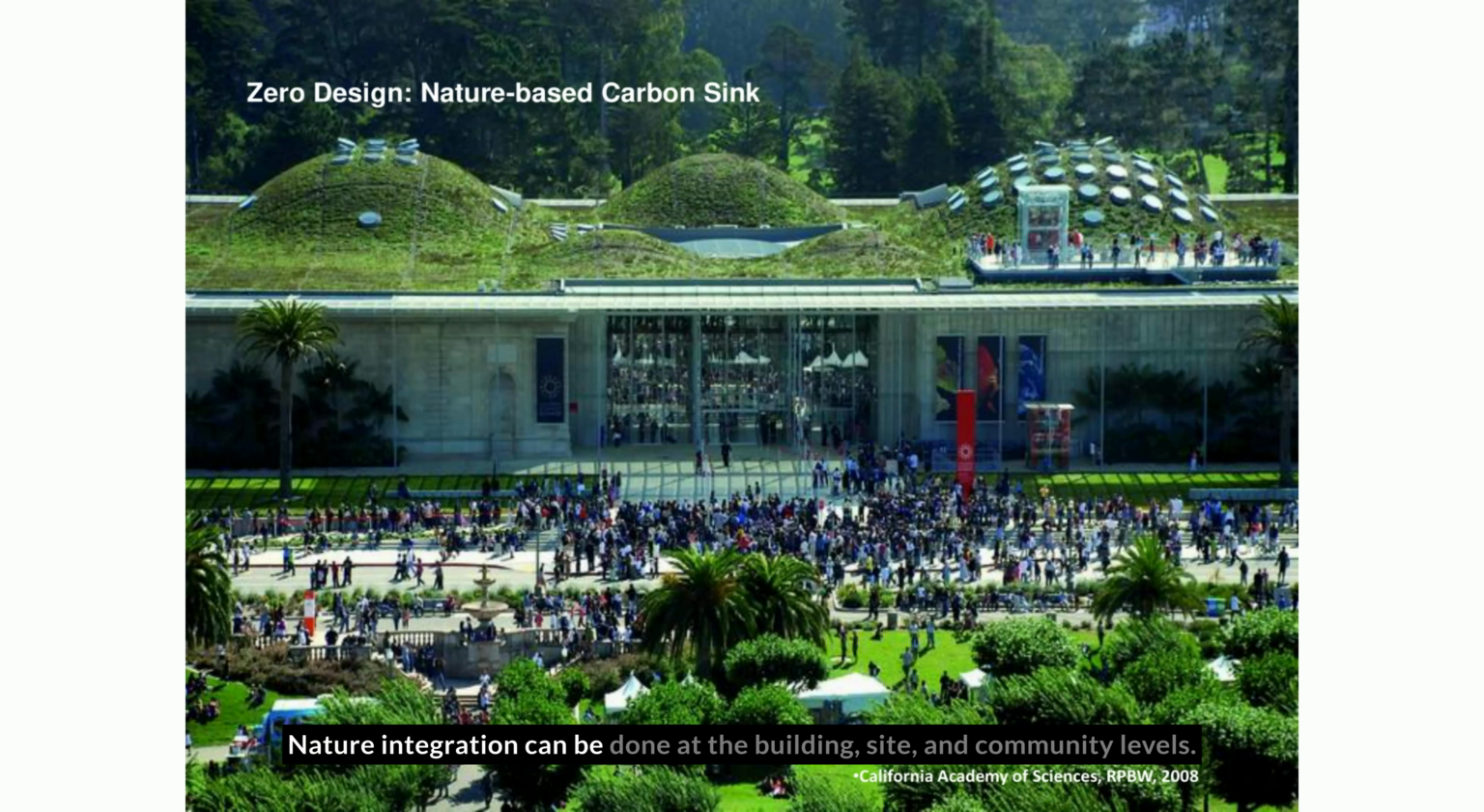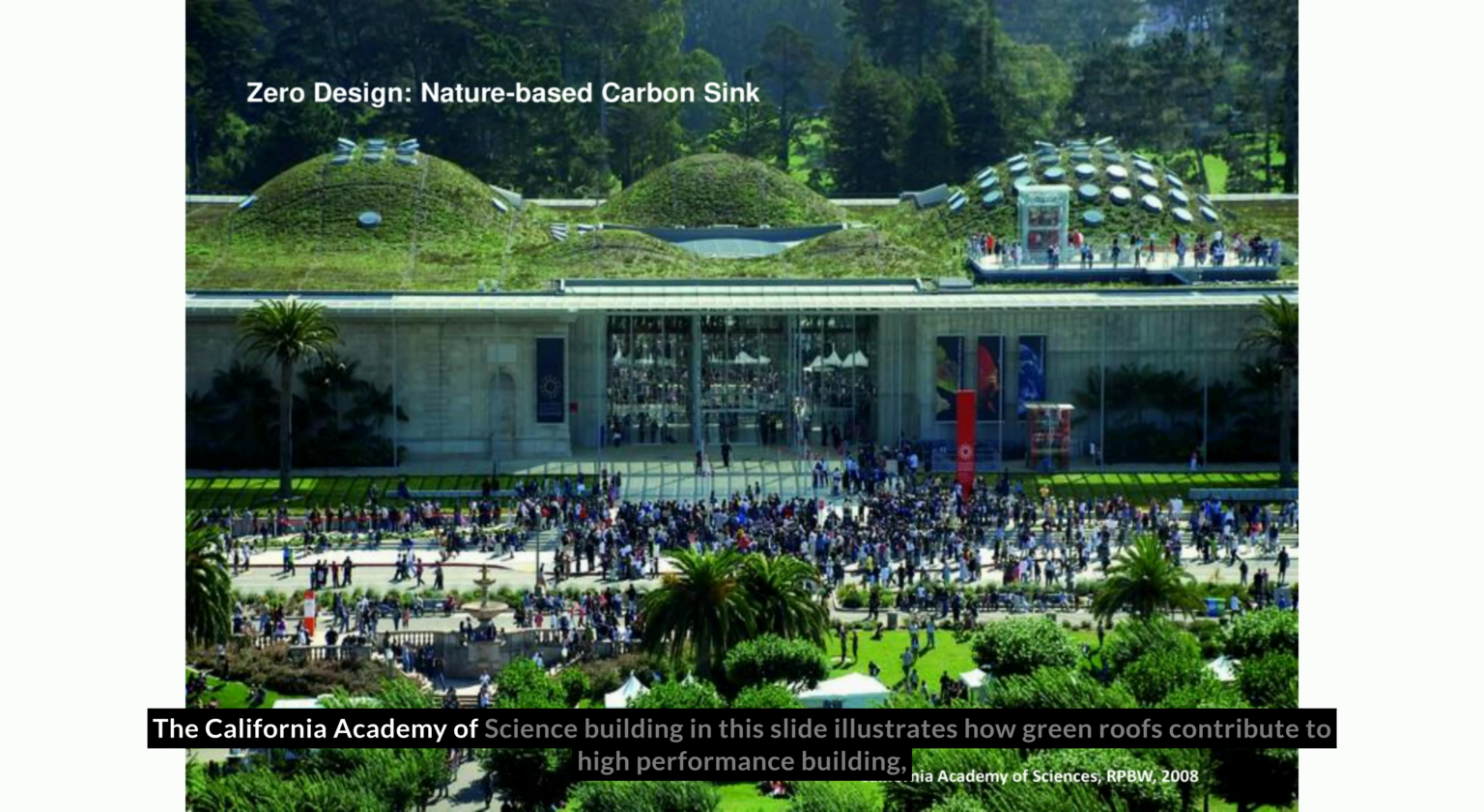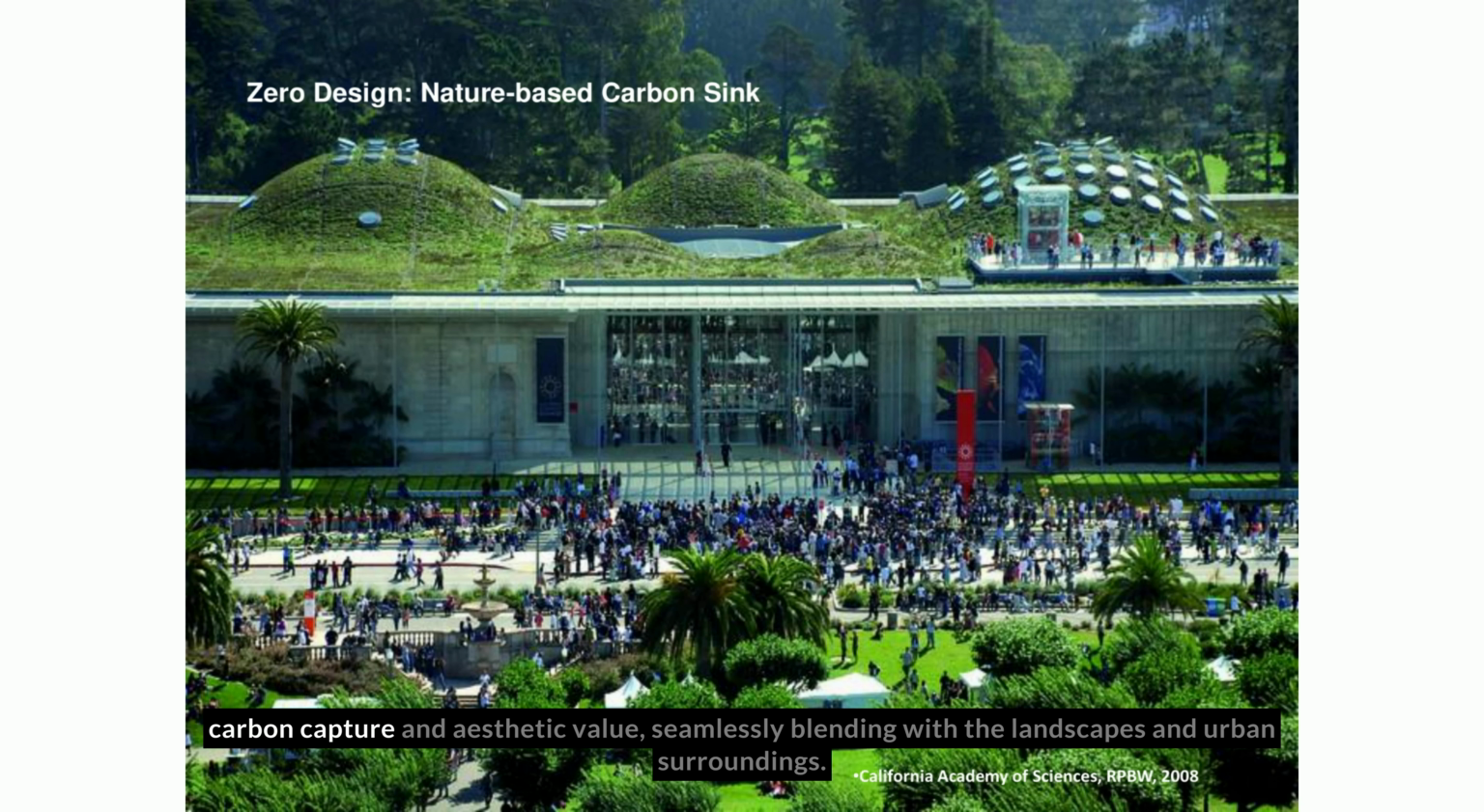Nature integration can be done at the building, site, and community levels. Their benefits are not only carbon sink, but also additional environmental and social benefits, mitigating heat island effects, supporting urban ecology, and providing natural habitats. The California Academy of Sciences building in this slide illustrates how green roofs contribute to high-performance building carbon capture and aesthetic value, seamlessly blending with the landscapes and urban surroundings.